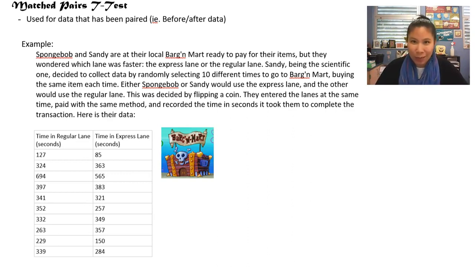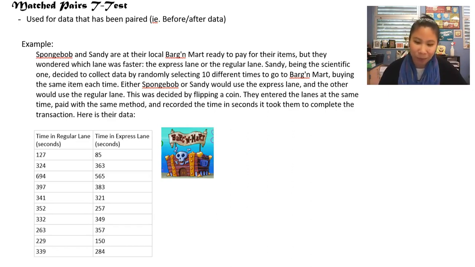So obviously Sandy, being the scientific one, wanted to do a study on this, collect some data. So she's going to randomly select 10 different times to go to Bargain Mart, and then she's going to buy the same item each time. She's got to go with SpongeBob at the same time because one of them is going to use the express lane, the other is going to use the regular lane. They're going to flip a coin each time to see who's going in which lane so that it's randomized. And then they're going to enter the lanes at the same time, pay with the same method, and record the time in seconds that it took them to complete the transaction.